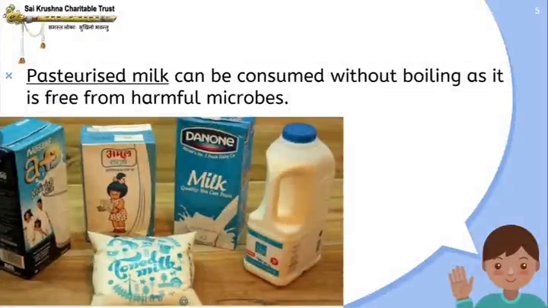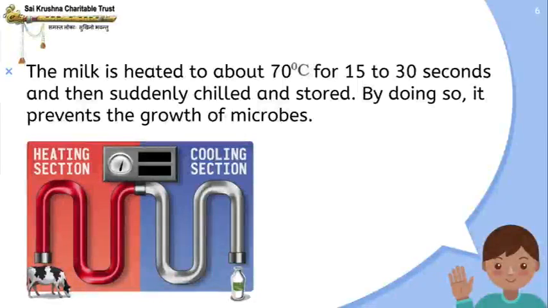Pasteurized milk. In the shops, we can go and buy pasteurized milk, and pasteurized milk can be consumed without boiling as it is free from harmful microbes. The milk is heated to about 70 degrees Celsius for 15 to 30 seconds and then suddenly chilled and stored. By doing so, it prevents the growth of microbes.